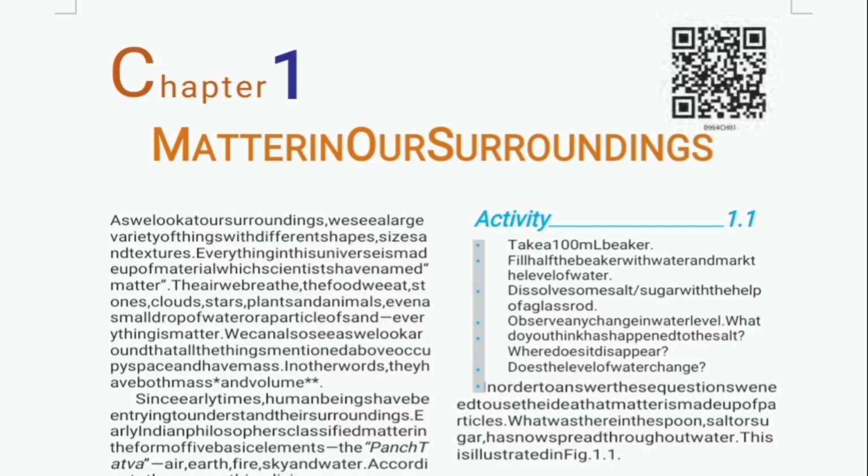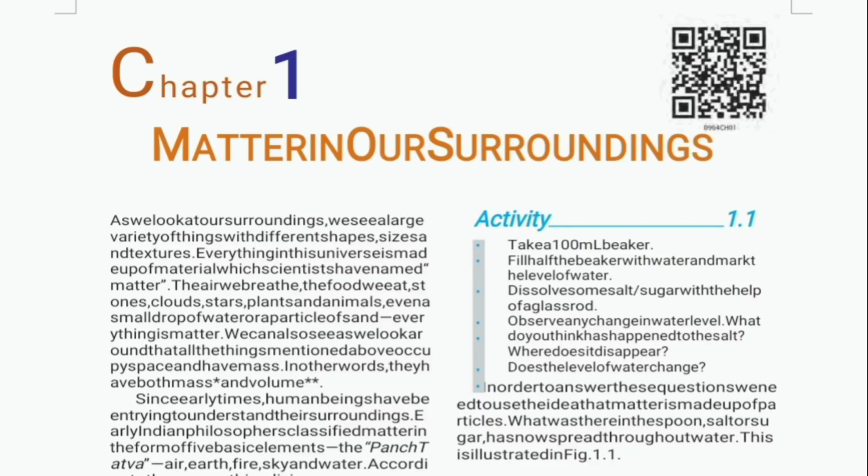Let's start with Chapter 1, namely, Matter in Our Surroundings. As we look at our surroundings, we see a large variety of things with different shapes, sizes, and textures. Everything in this universe is made up of material which scientists have named matter.